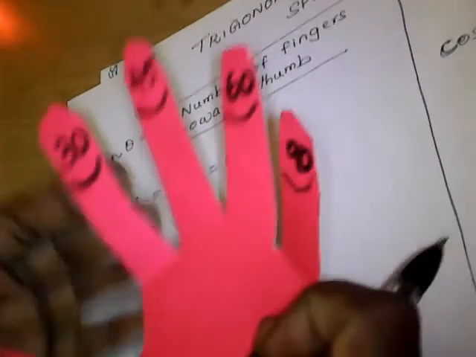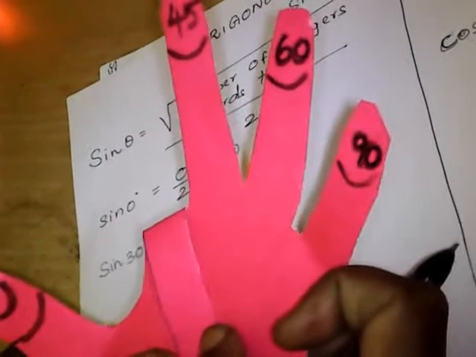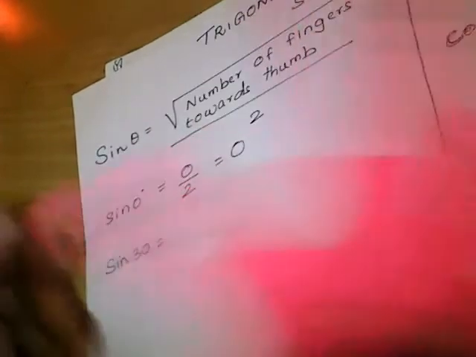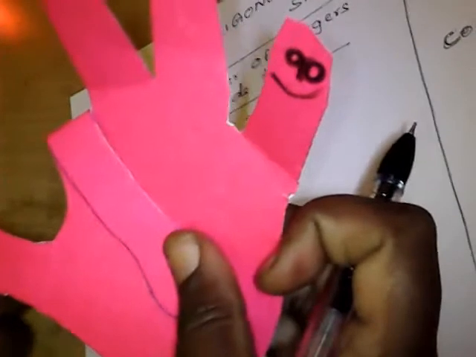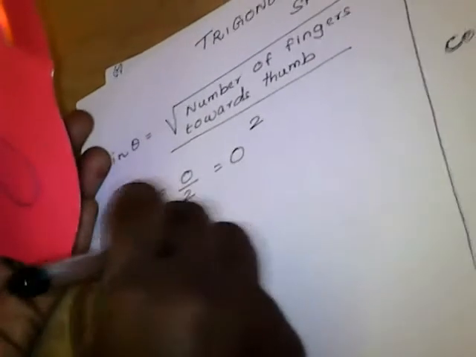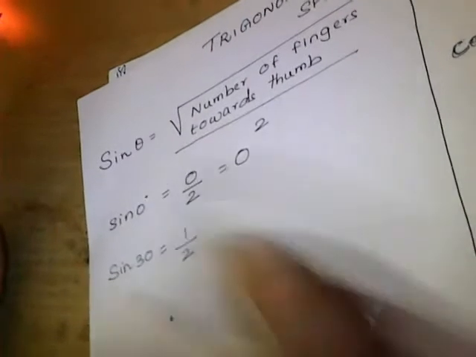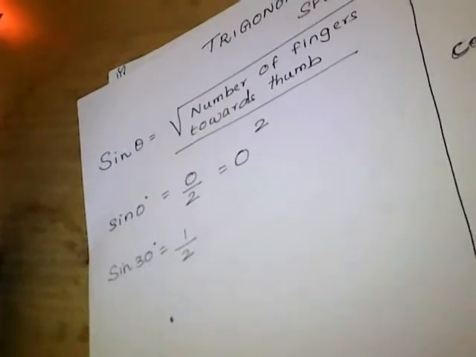Okay. Now, here 30 degree we are asked. So, I am folding 30 degree. What is the formula for sin theta? Root of number of fingers towards thumb divided by 2. So, towards thumb how many are there? Only 1 finger is there. So, I am writing 1 by 2. That is 1 by 2, you cannot simplify. So, sin 30 degree is 1 by 2.